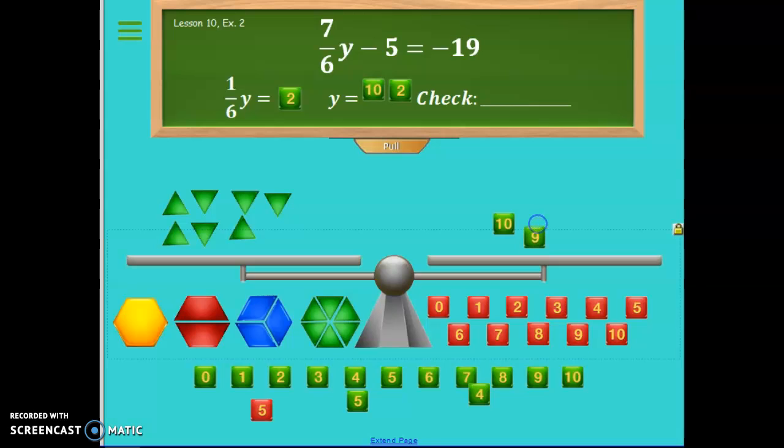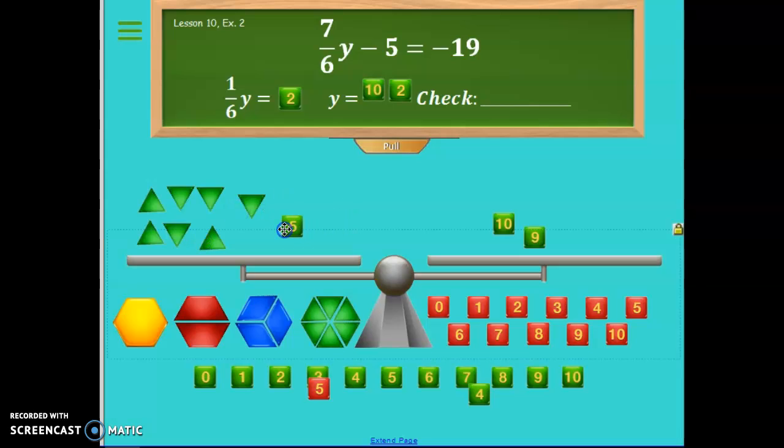Back to the original physical setup, which is 7/6 y, and we had to take away 5, right? So that's this. So -2, -4, -6, -8, -10, -12, -14, and -5 makes a -19, and -19 equals a -19. And so we have a balanced system. Everything checks out, and we are good to go.